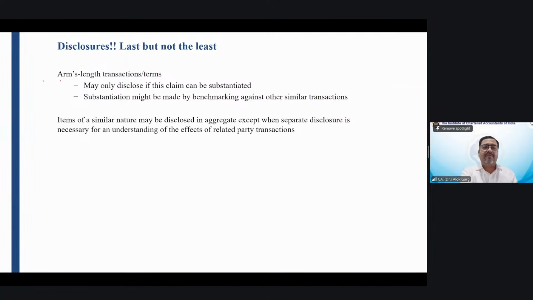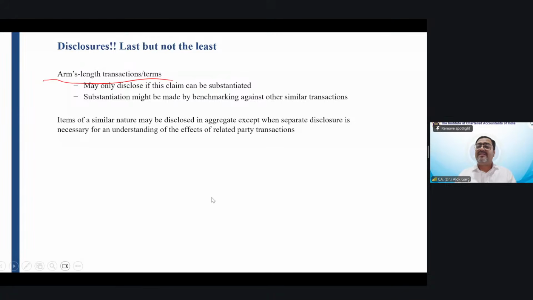Arm's length transaction. Friends, the related party transaction has to be on an arm's length basis. It means if the transaction had been entered into with an unrelated party, whatever price would have been charged to the unrelated party, the similar price is charged to the related party. This is known as an arm's length price.